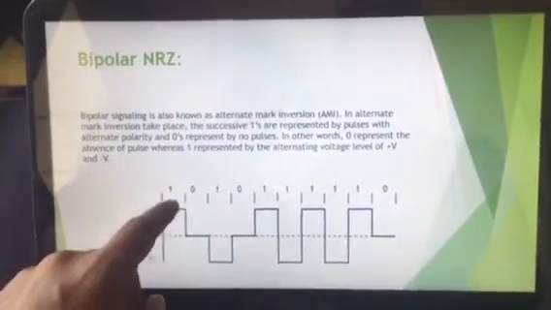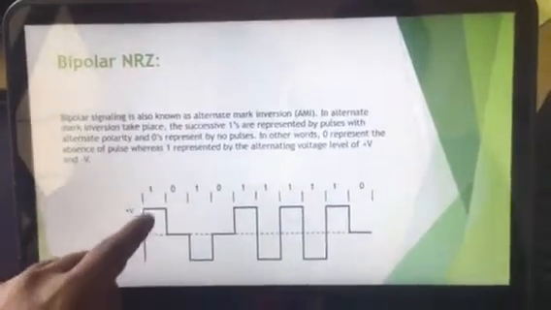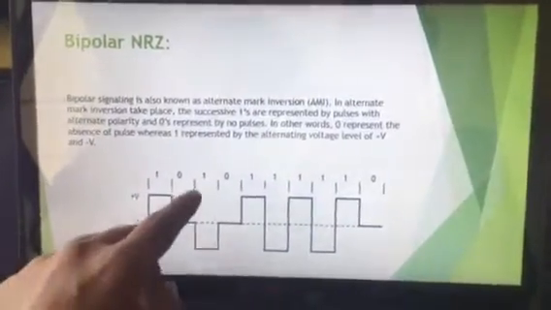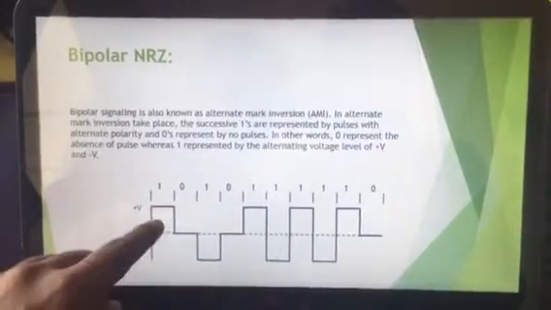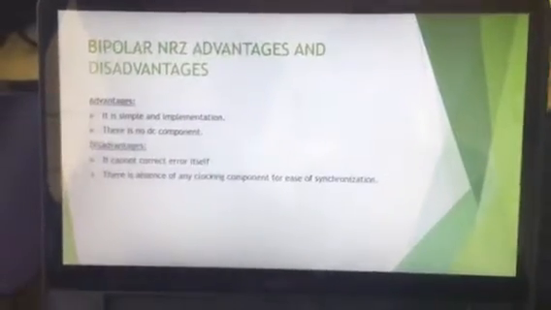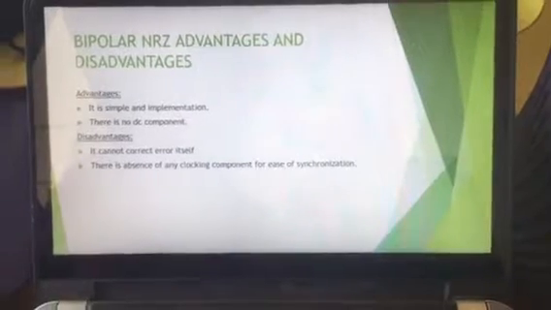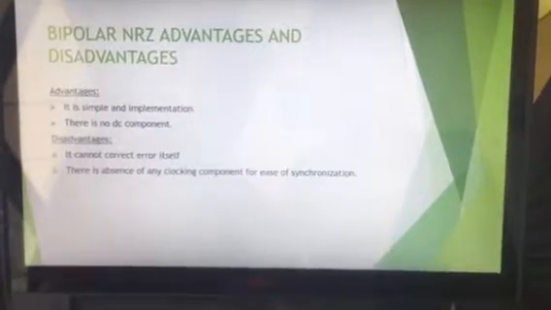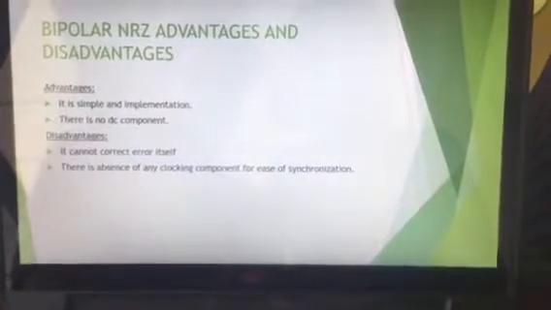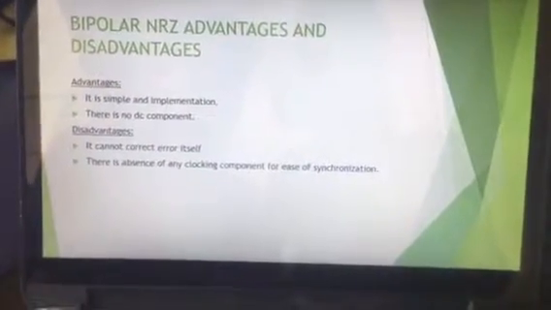As you can see here, 1 0 1 0 1. The first 1 is encoded as plus V, 0 is encoded as 0, and the next 1 is encoded as minus V, so you can see that it is inverted to the previous one. Its advantages are that there is no DC component again, but it cannot correct itself. There is an absence of any clocking component for ease of synchronization.